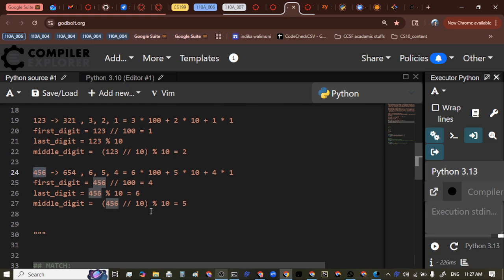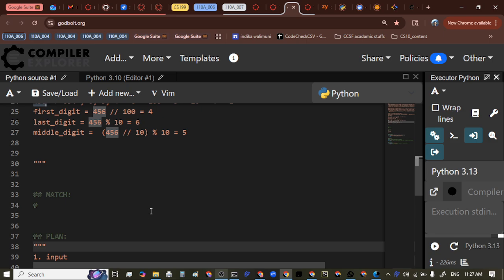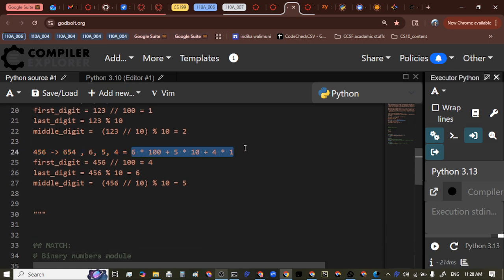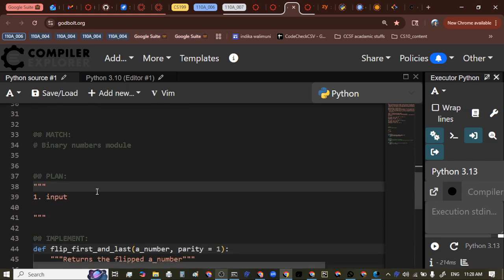So now we are basically ready to write our plan. And you can see that we encountered a good match for this one, which is in week 2, the binary numbers module. We encountered this part in that module, if you recall. Okay, so let's go and write our plan.